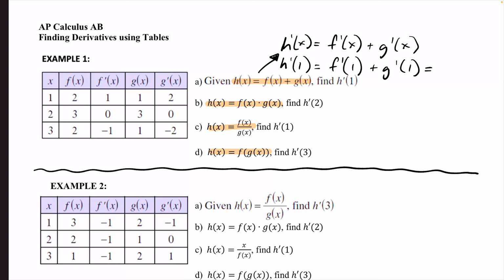Now we go to the table. What is f prime of 1? 1. What is g prime of 1? 2. Plus 2. This might be 4. There we go. So h prime of 1 for a is 3.